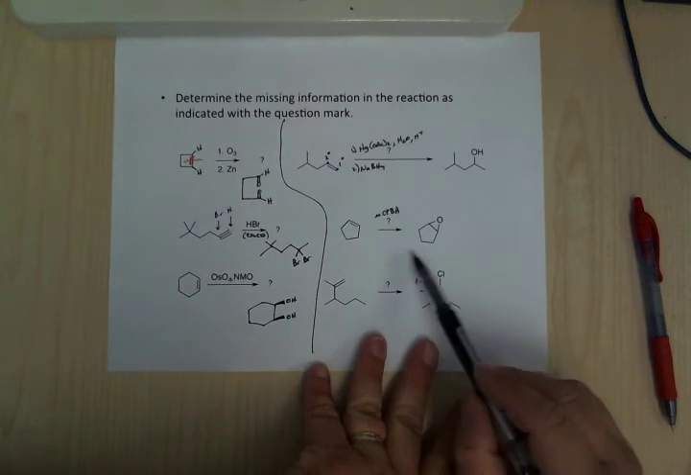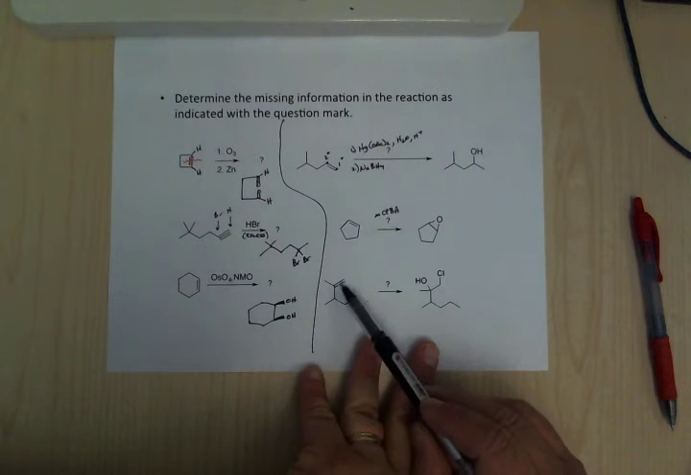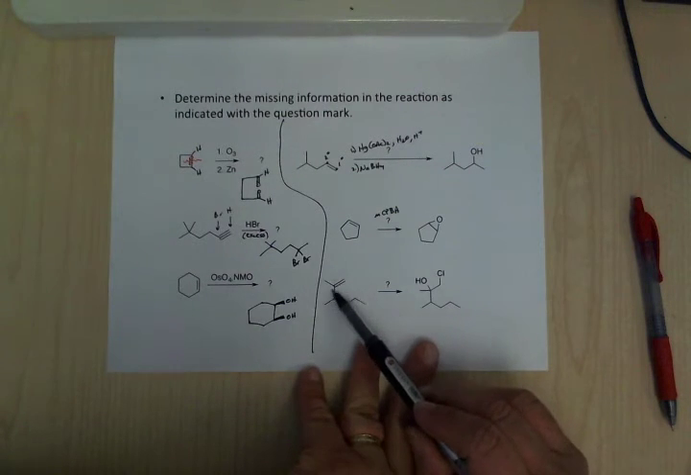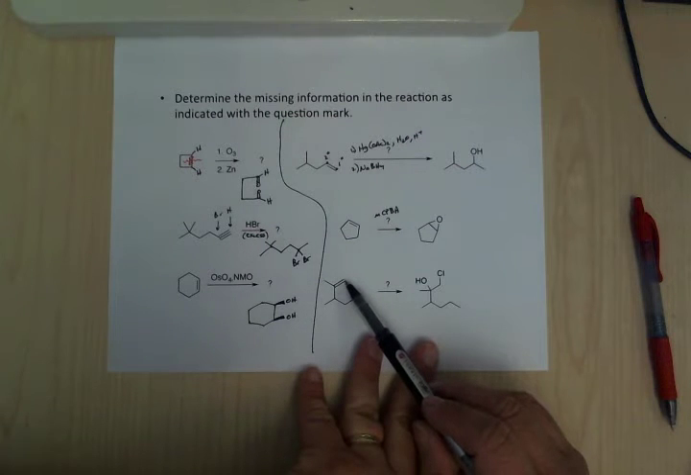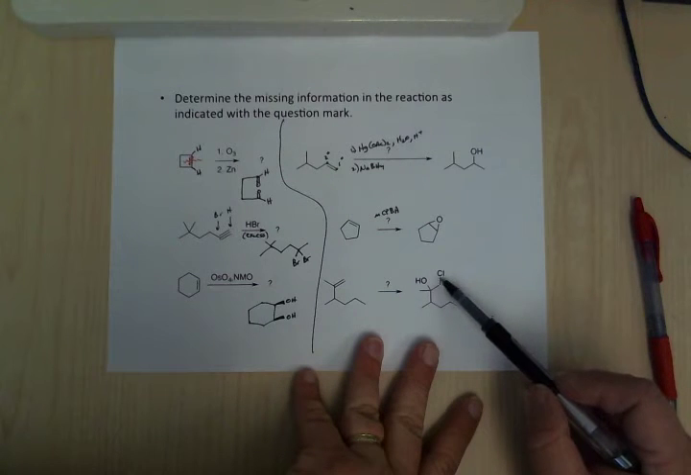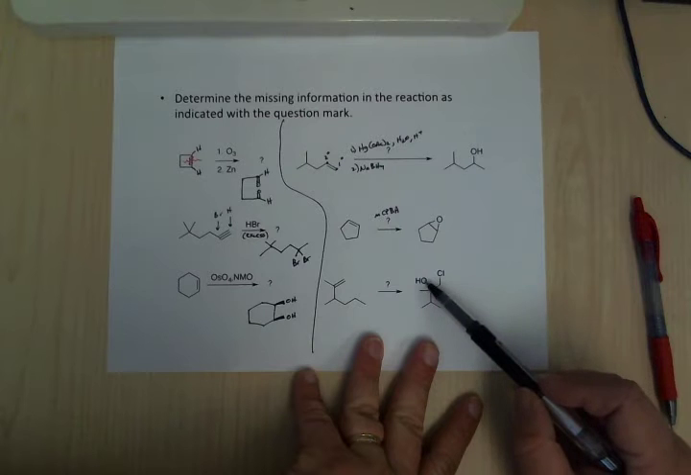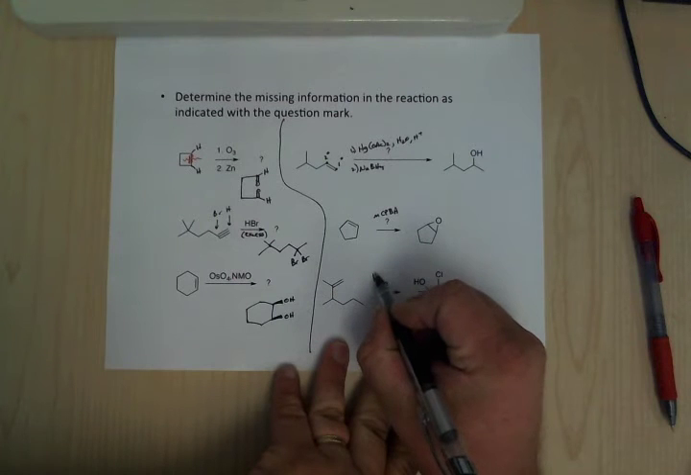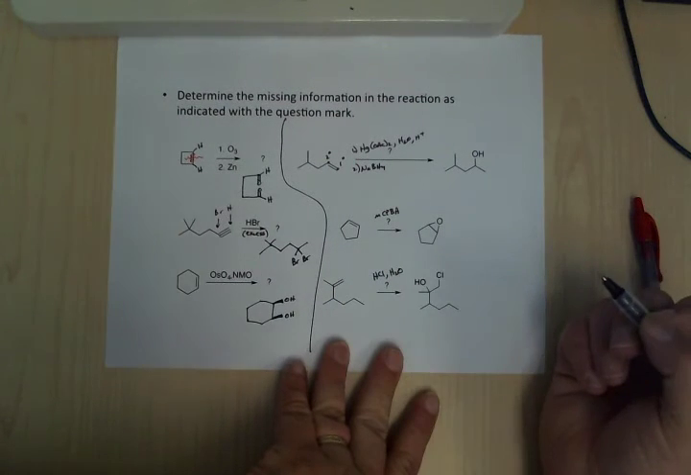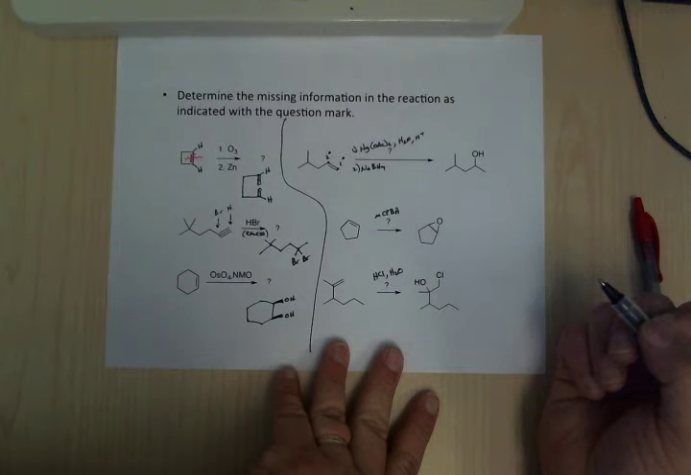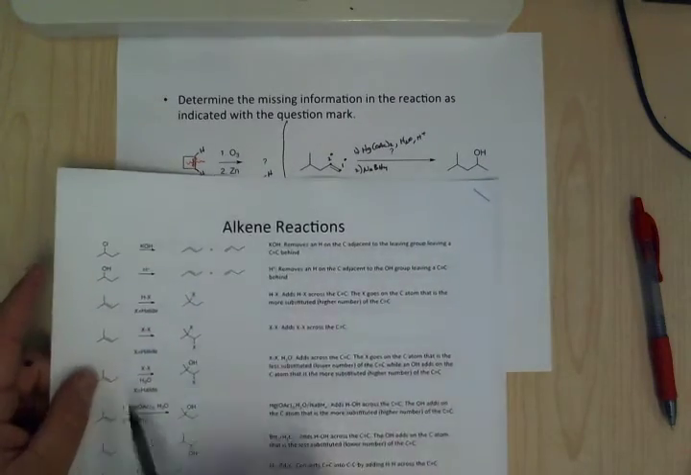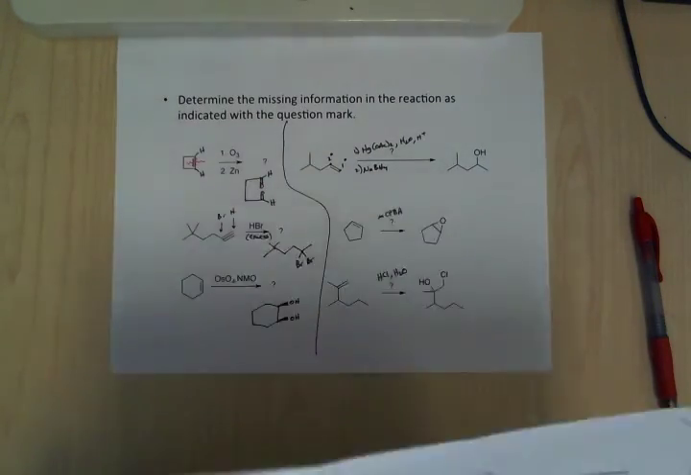And here, we're adding a Cl and an OH across this. So it's a chlorohydrin. Normally it would be HCl, but since we're adding an OH on it as well, what's happened is we have HCl plus water. So you're going to need to know these. You're going to need to know these reactions.